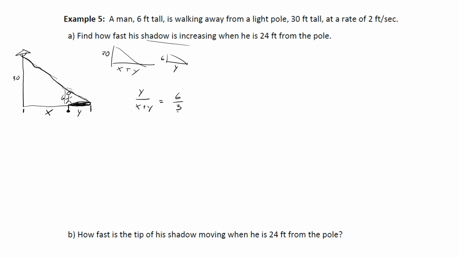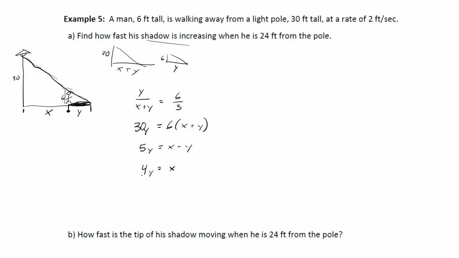Now that we got this, I'm going to multiply, so I get 3y is equal to 6 times x plus y. Oops, sorry, not 3y, 30y right there. Then I'm going to divide everything by 6, and I get 5y is equal to x plus y. I'm going to subtract that over, and I end up with 4y is equal to x. Once we're here, this is actually super straightforward.